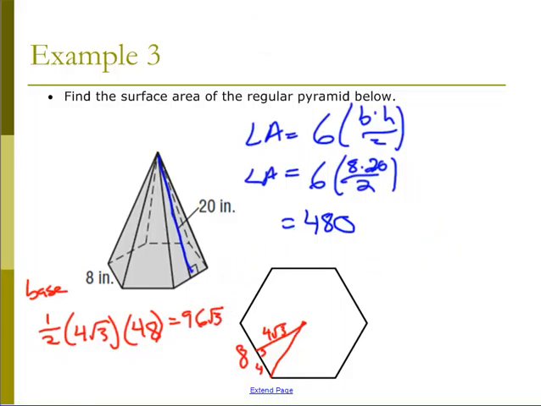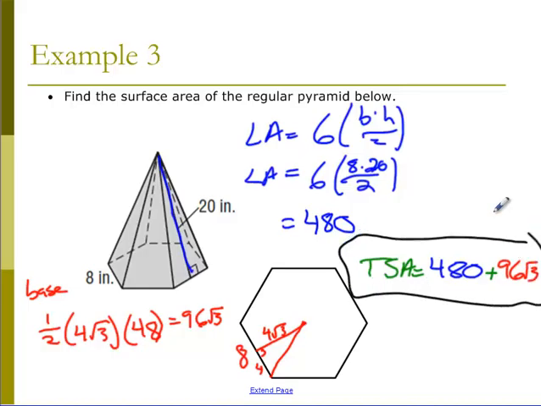So my total surface area is my lateral area plus my base area. Now I'm going to leave it like that. The reason I'm leaving it like that is one has a square root, one doesn't, so I have to keep them separate.